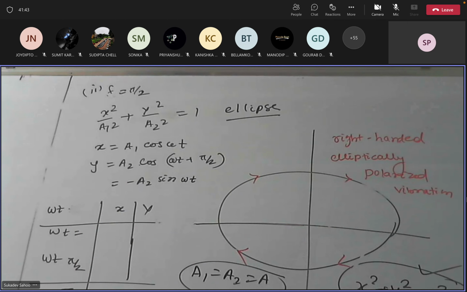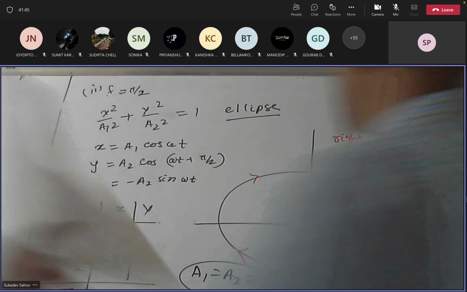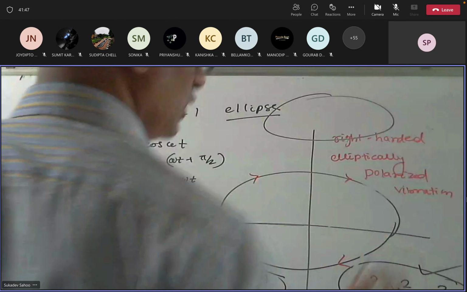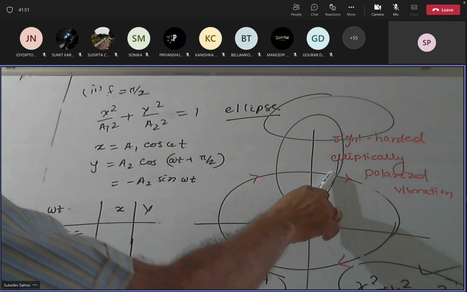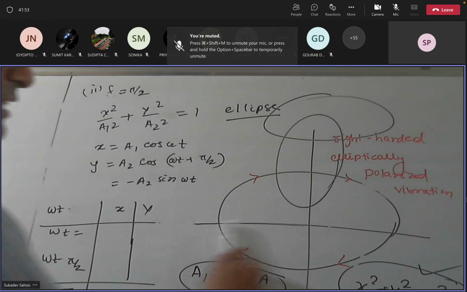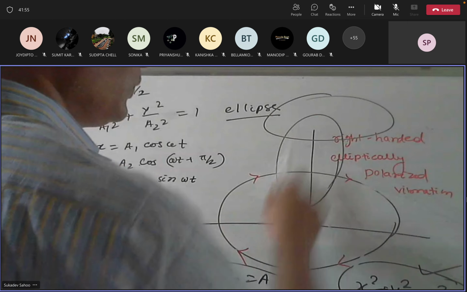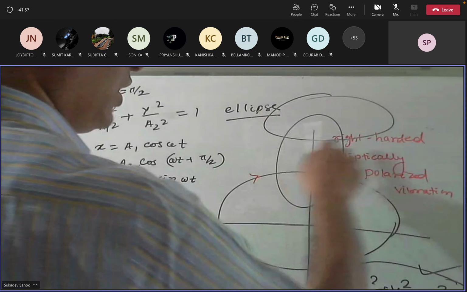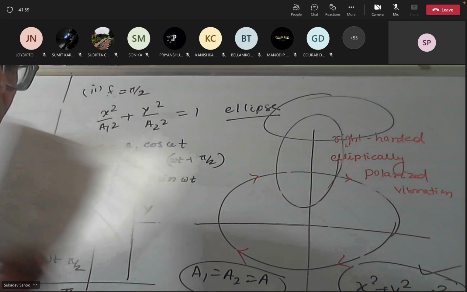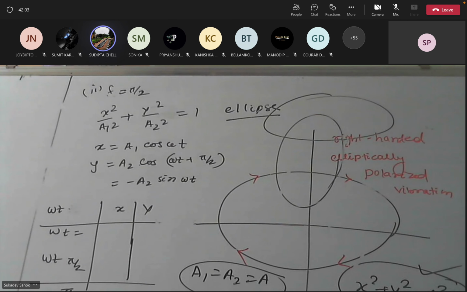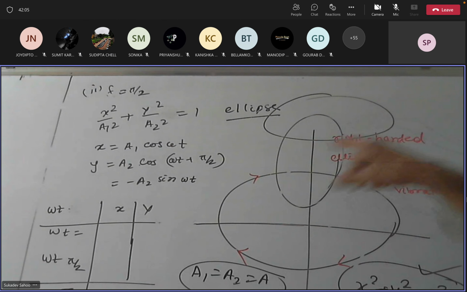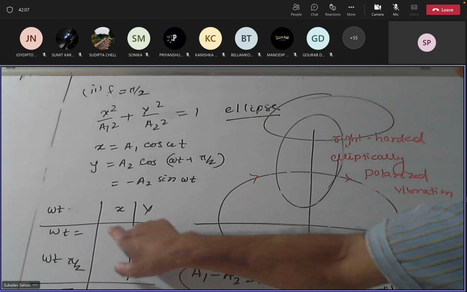Suppose you are saying ellipse, what is this? If this is an ellipse, I can write this is also an ellipse. Is it not? If your A1 is greater than A2, then it will be like this. Otherwise, it will be like this. So the direction defines the right-handed elliptical. Yes, you can take. You take the points here.